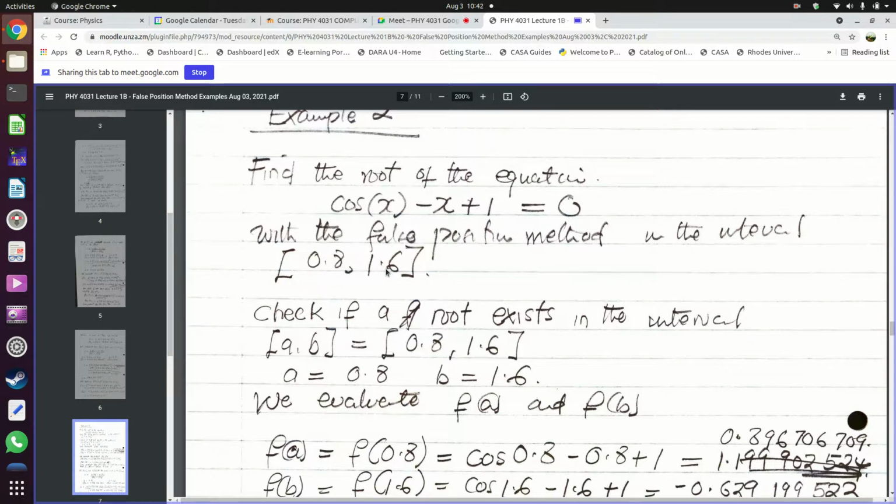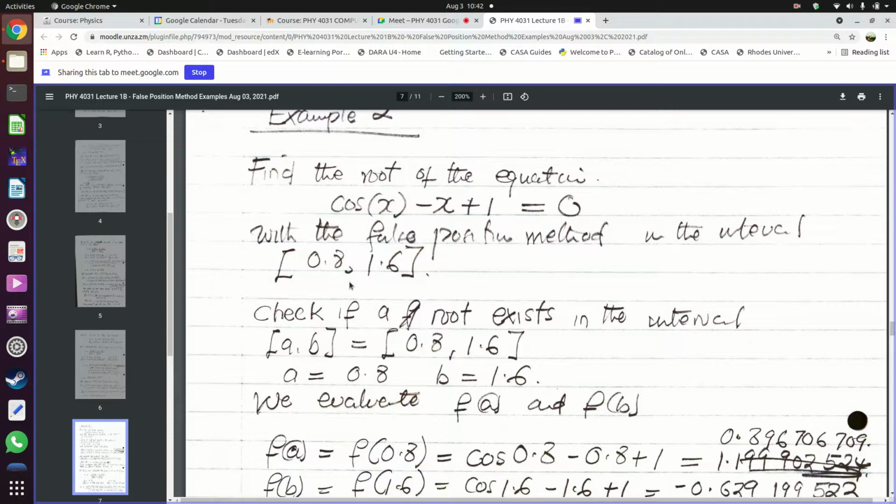Okay. So with your calculator set to accept angles in radians, if you don't set your calculator to radians, then you're going to get everything wrong. So we check. In this case, our lower bracket A is 0.8, our upper bracket B is 1.6. As you can see, the difference between 0.8 and 1.6 is just 0.8.